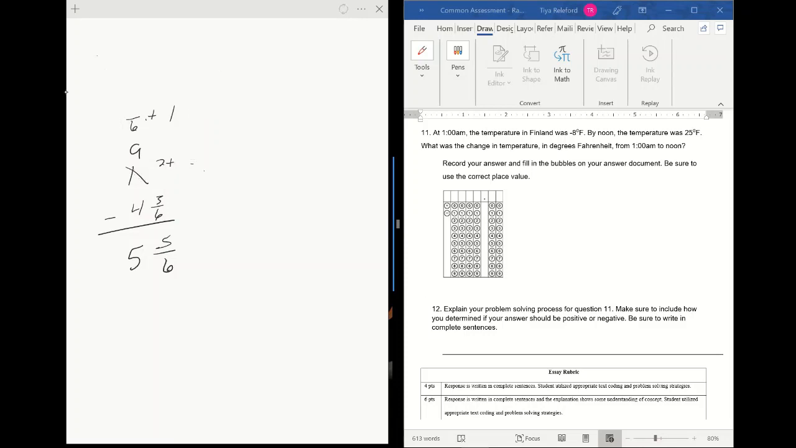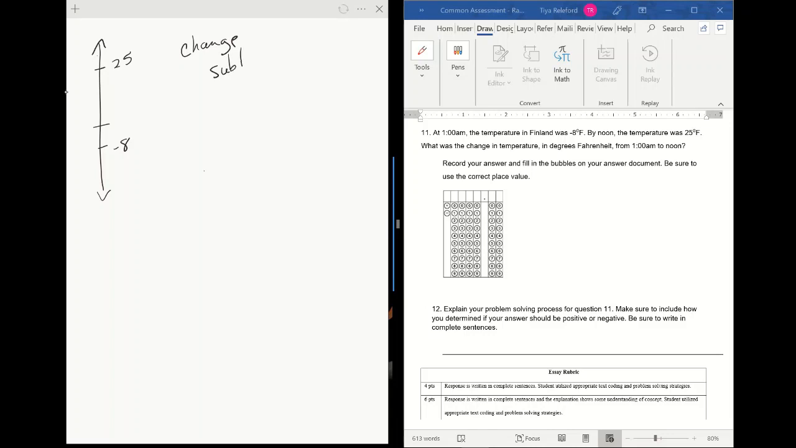At 1 o'clock a.m., the temperature in Finland was -8. By noon, the temperature was 25. That's a positive. What was the change? Change means to subtract. I had a lot of essays I read for number 12 that talked about adding, but change means subtract. So really, you are subtracting 25 minus -8.